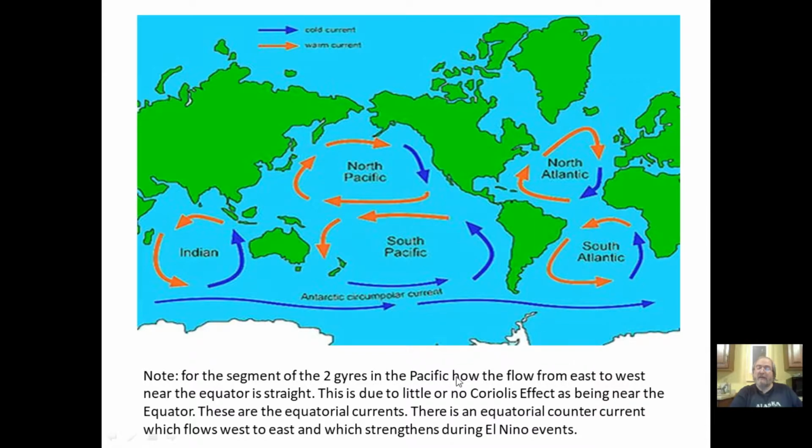There is an equatorial countercurrent which flows west to east and which strengthens during El Nino events, which then depress the thermocline on this side. You get a downwelling, basically onshore Ekman transport with a downwelling, and the fisheries go south. Okay.